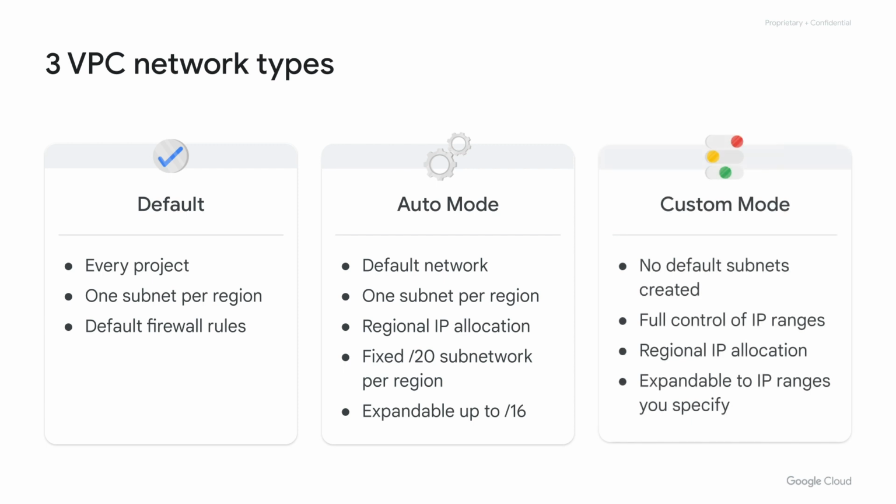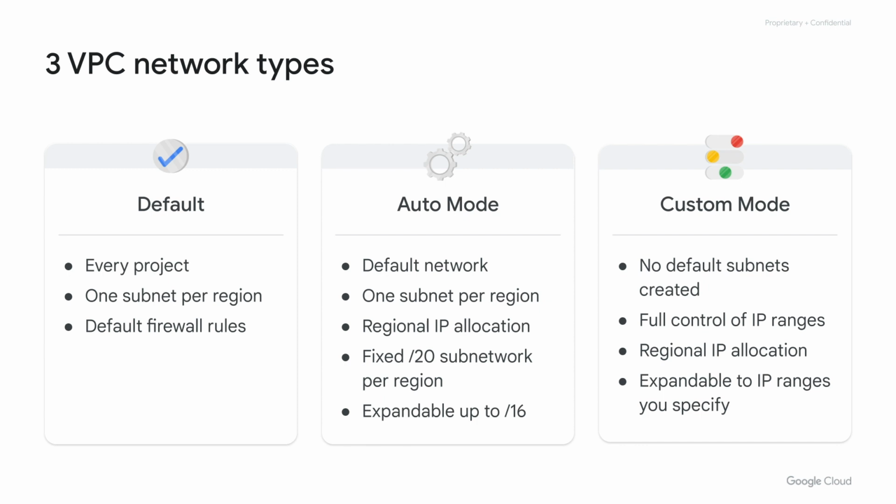A custom mode network does not automatically create subnets. This type of network provides you with complete control over its subnets and IP ranges. You decide which subnets to create in the regions you choose using the IP ranges you specify. These IP ranges cannot overlap between subnets of the same network.